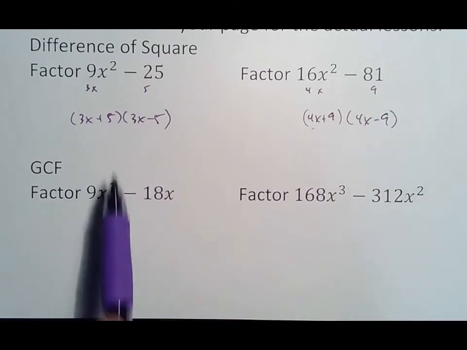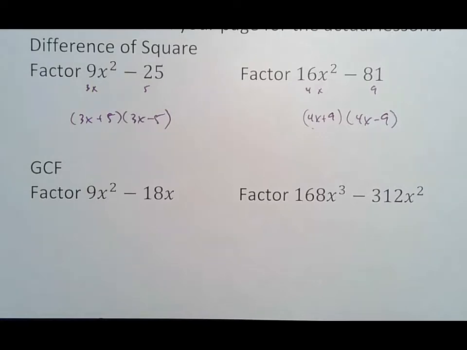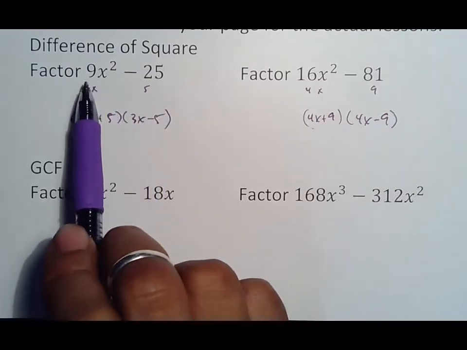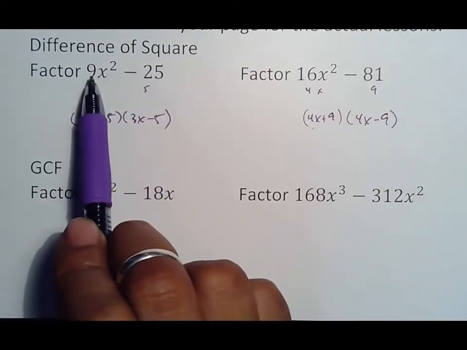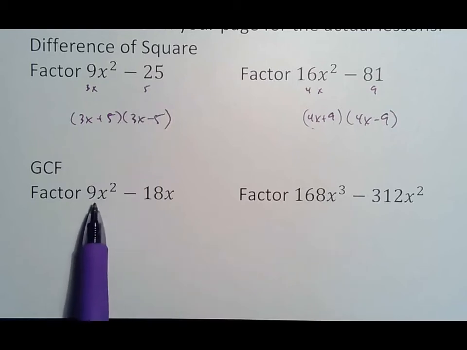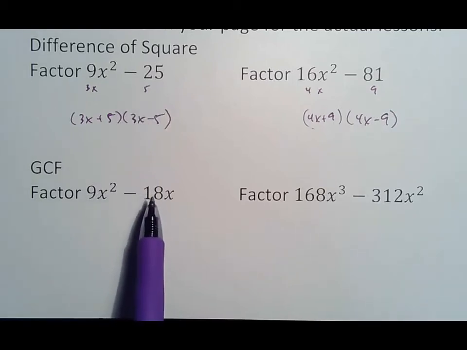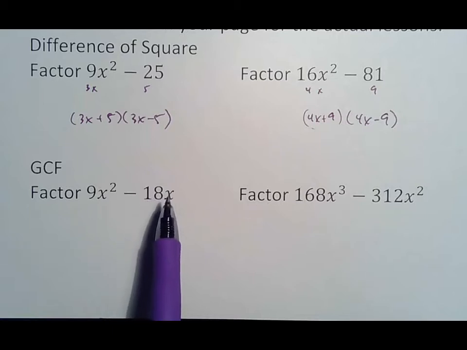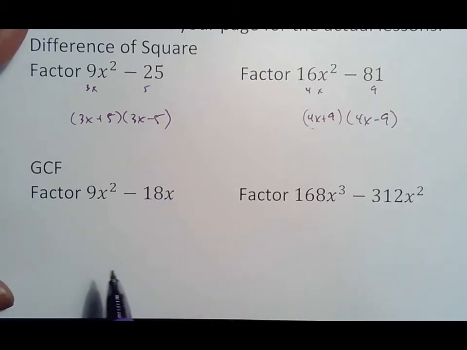The difference between these two, they look similar because they both have two terms, but the difference in this is that everything is a perfect square. 3 times 3, x times x, 5 times 5. Yes, that's 3 times 3, that's x times x, but nothing multiplies by itself to be 18, and there's just a random x here. And so in this case, it's greatest common factor.